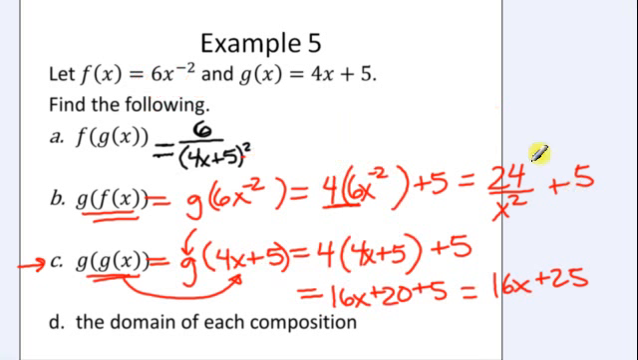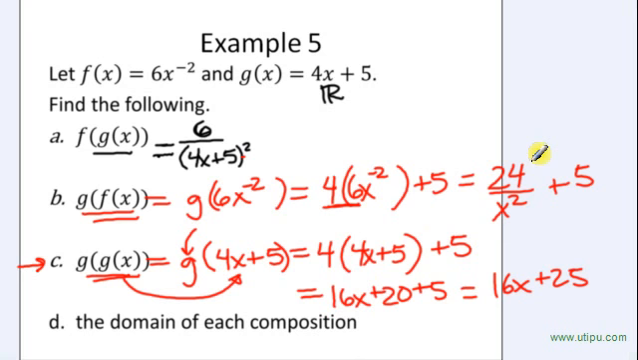Okay, as we look at domain, we need to consider the parts along the way as well. So with A, we start out with g of x, and when I look at g of x, x could be absolutely anything. So our domain would be all real numbers because I'm not ever dividing by a value of x, so I can't get divided by 0. I'm not taking an even root of x, so x can be negative.